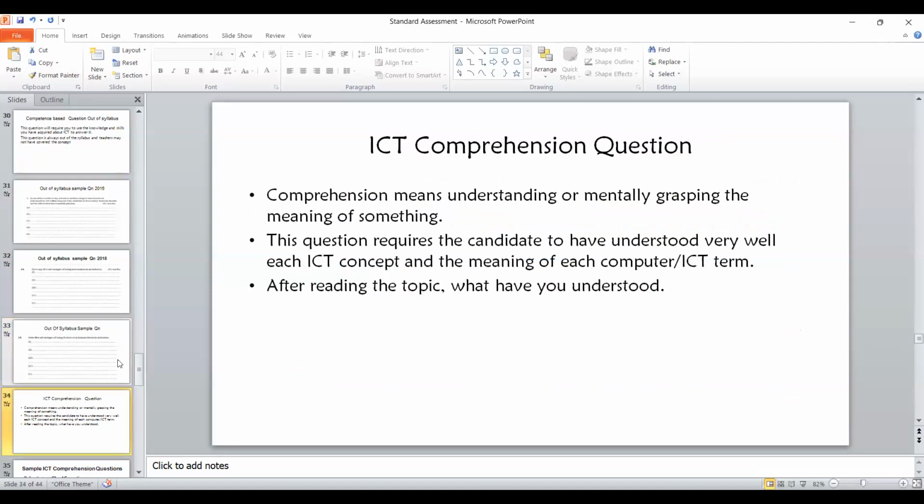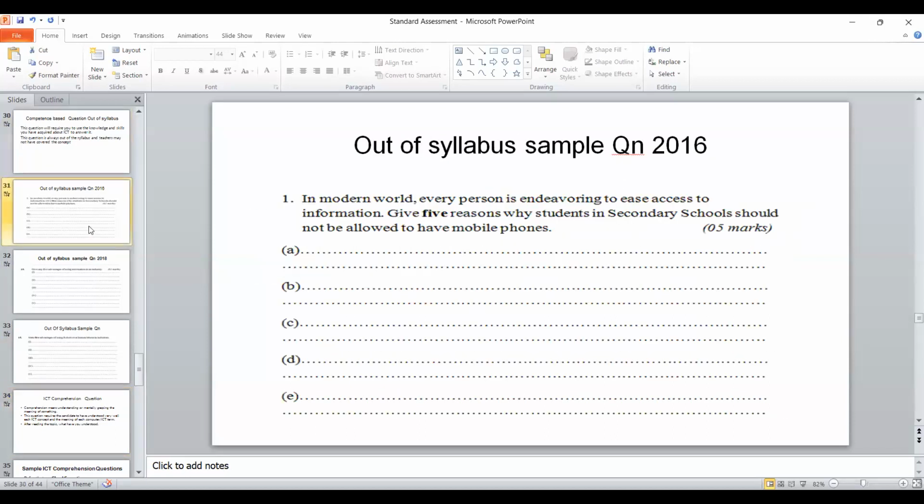Then comprehension. So comprehension, we have looked at it even at O-level, that it is testing whether the student really understood the topic. With the other previous question, you can gamble around, even if you have not been attending lessons, but you know how to use computers. You can answer such a question.